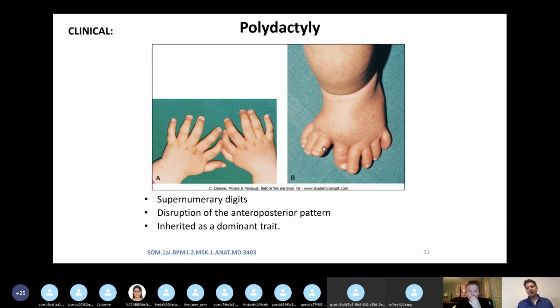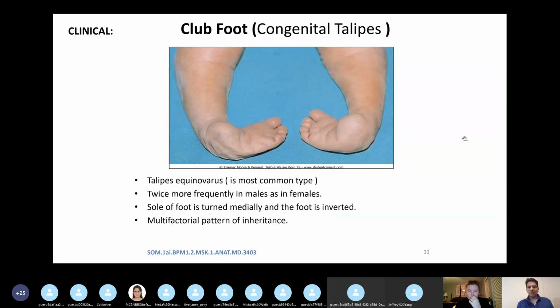Polydactyly, you're going to get an increased number of digits. And make sure you know this is disruption of the anterior posterior pattern. So remember, Sonic Hedgehog, he's got his mohawk, anterior posterior. So if you have a disruption of Sonic Hedgehog gene, you can end up with polydactyly. It's also a dominant trait.